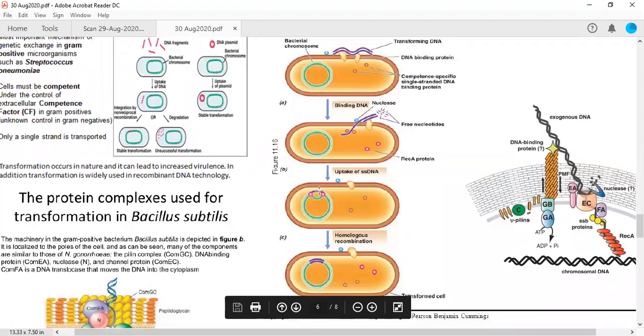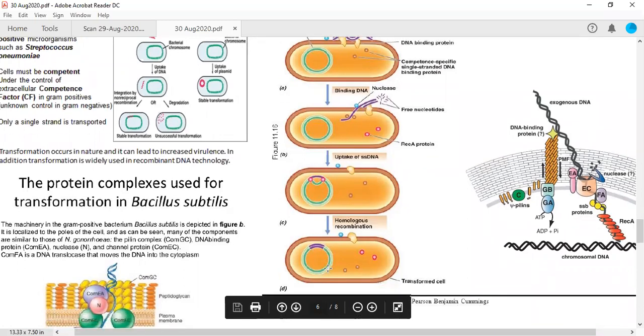Once integrated successfully, it will first make a heteroduplex, meaning it has one strand which is normal, but the other strand is coming from outside. Ultimately, replication will take place, and DNA repair enzymes will remove this particular green strand and replace it with the complementary strand. Therefore this particular DNA which is coming from outside will be stably integrated into the bacterial chromosome. So this is how the transfer of a DNA fragment is happening from one bacterial cell into another. And this is the process of transformation.